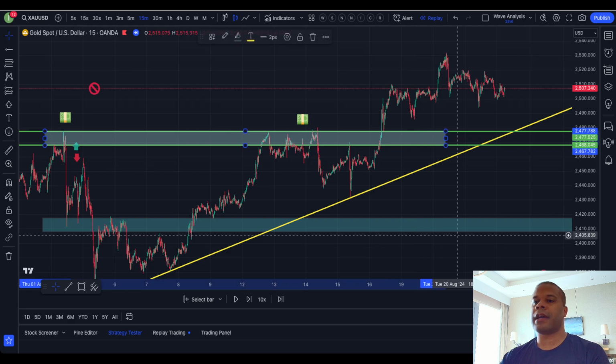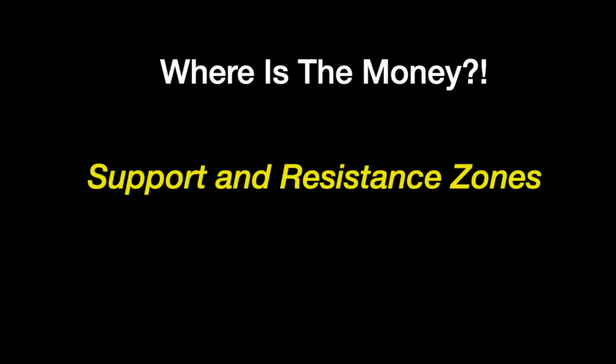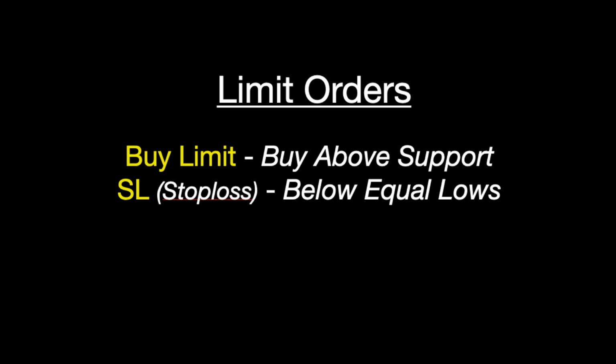And so let's talk about this. So we talked about, and what do I mean by this, right? Support and resistance zones. Let's go to limit orders. We talked about the limit orders, those buy limits. So what happens? People normally buy above the support, right? And they put the stop loss below the equal lows, right?